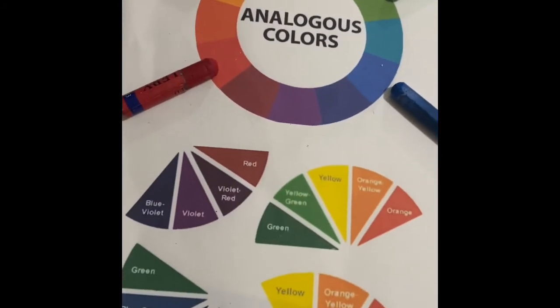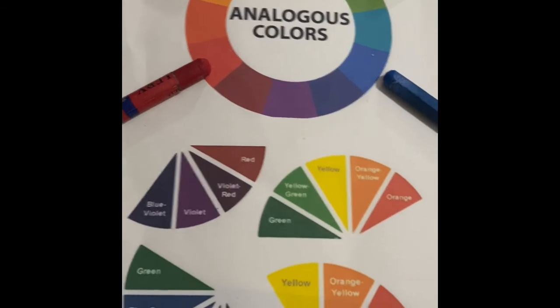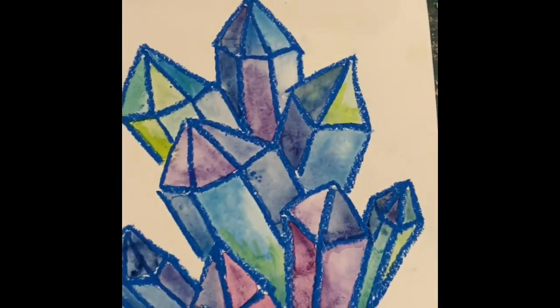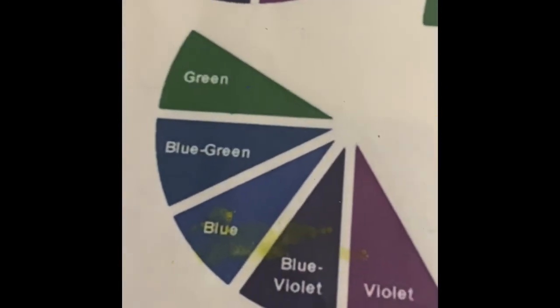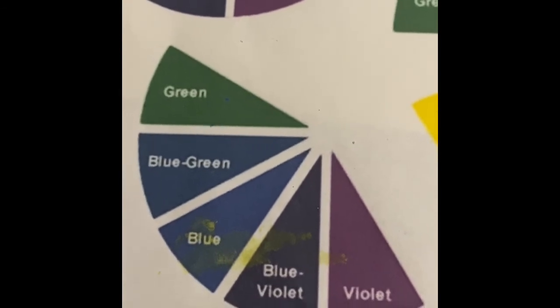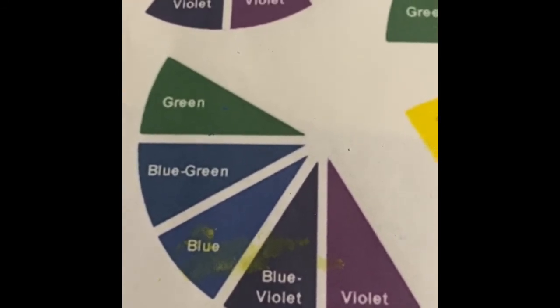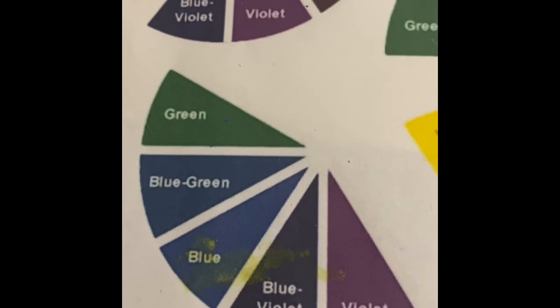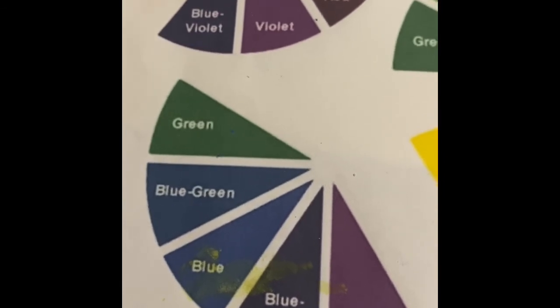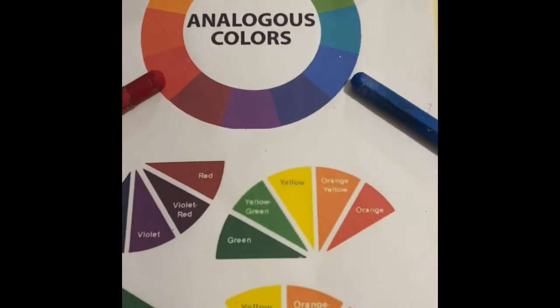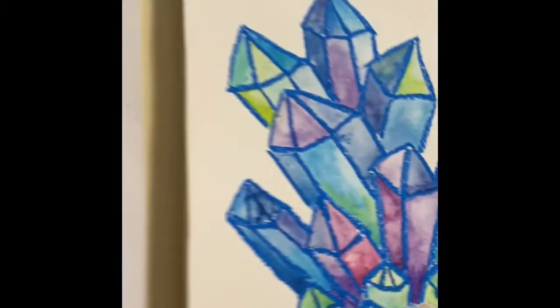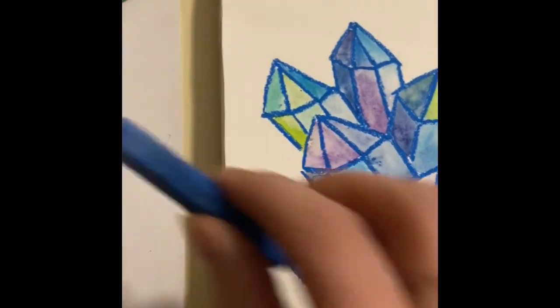So for my crystal cluster that I did this week, I have used this section in our analogous colours. This green, blue, violet, blue and violet. That was the colours that I chose because I chose to do a blue oil pastel.